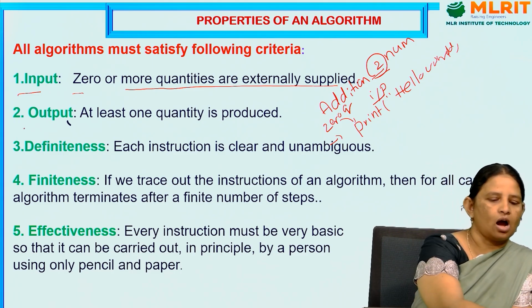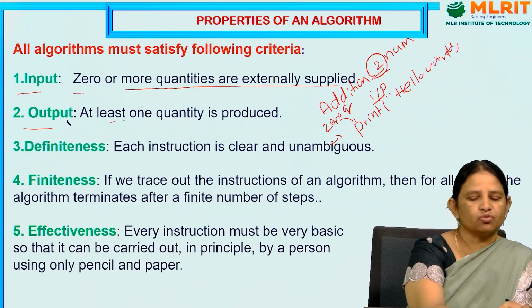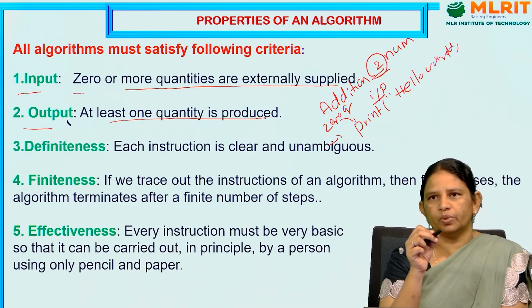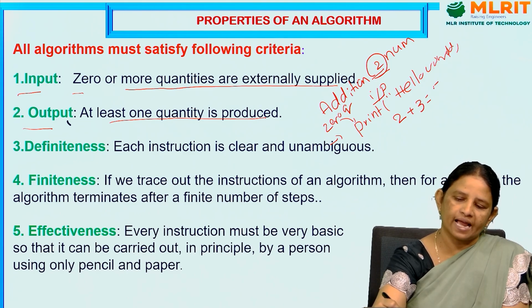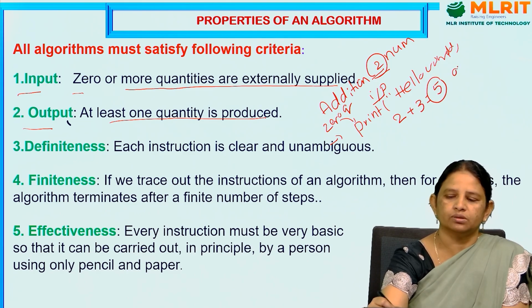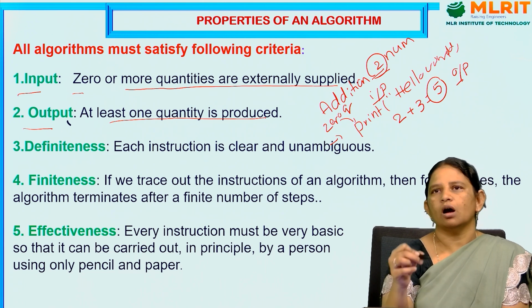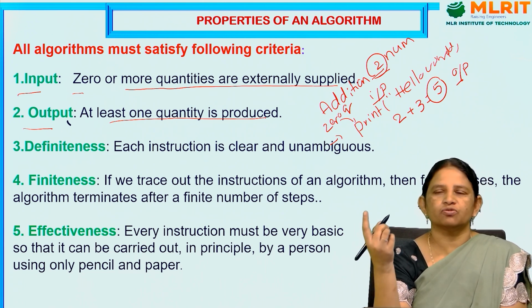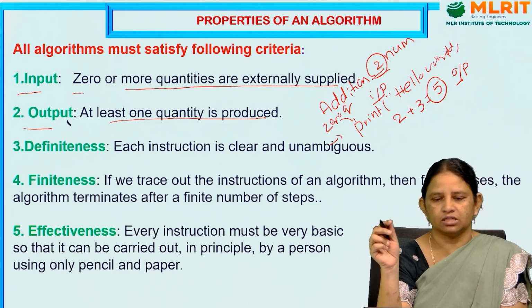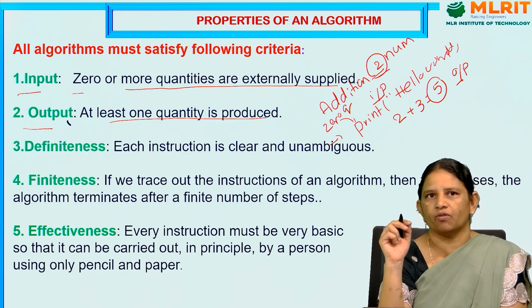The second one is output. At least 1 quantity of output should be produced. If you take the addition of 2 numbers, 2 plus 3, the result is 5. 5 is the output. At least 1 quantity of output should be generated. That is the second property of an algorithm.